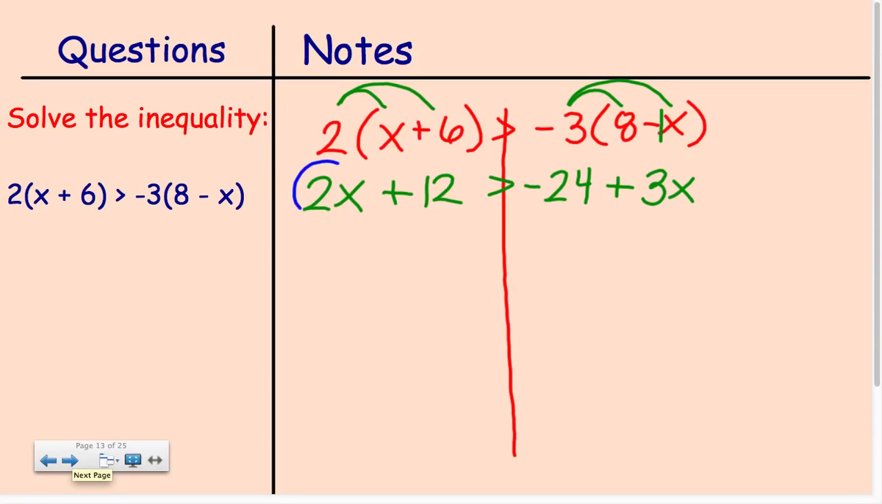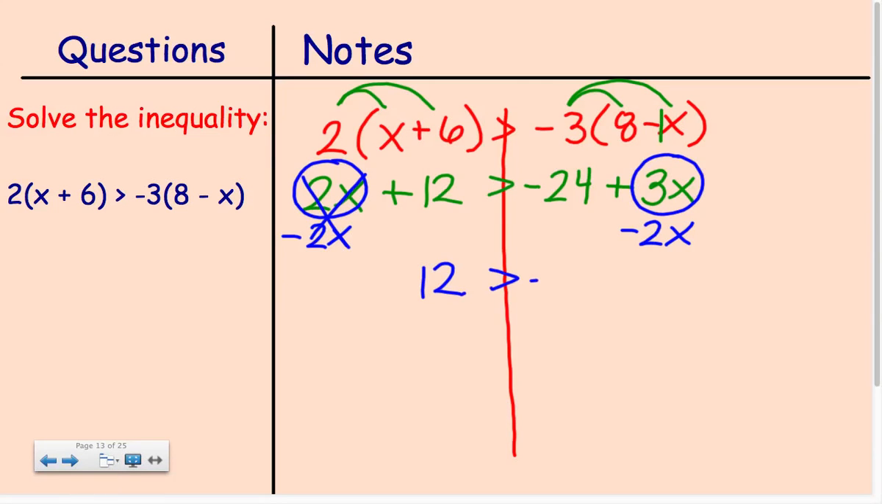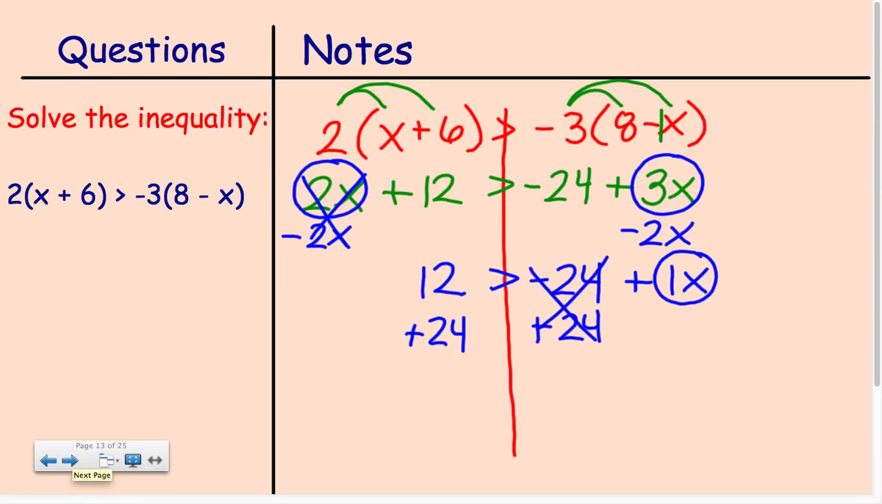Now I've got variables on both sides. So I'm going to subtract 2x on both sides in order to keep things positive. Bring down the 12. 3x minus 2x gives me 1x, or x, you can write it either way. My couple is 1x, my third wheel is 24. So I'm going to add 24 to both sides. Bring down the 1x, or x. 12 plus 24 gives me 36.